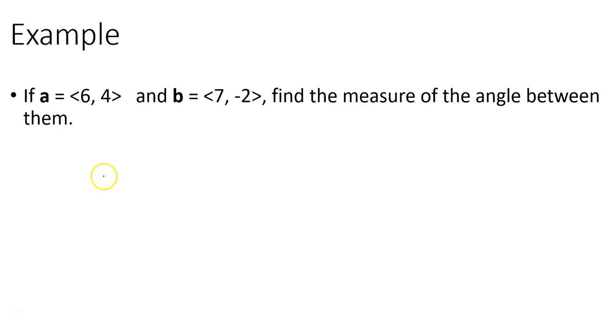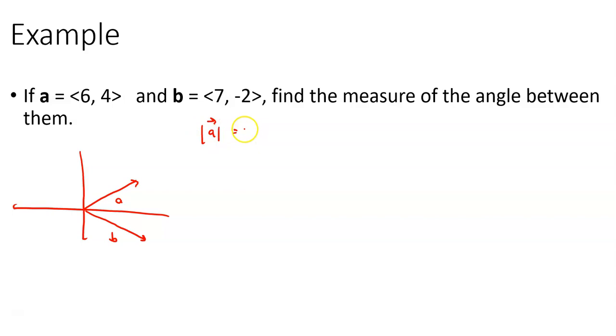All right, let's give it a try. Let's try one. Vector A is 6, 4. So over 6, up 4. There's vector A. Vector B is 7, negative 2. Find the measure of the angle between them. So what do I need in order to do this? Well, the first thing is I need the magnitude of vector A. The magnitude of A is the square root of 6 squared plus 4 squared.